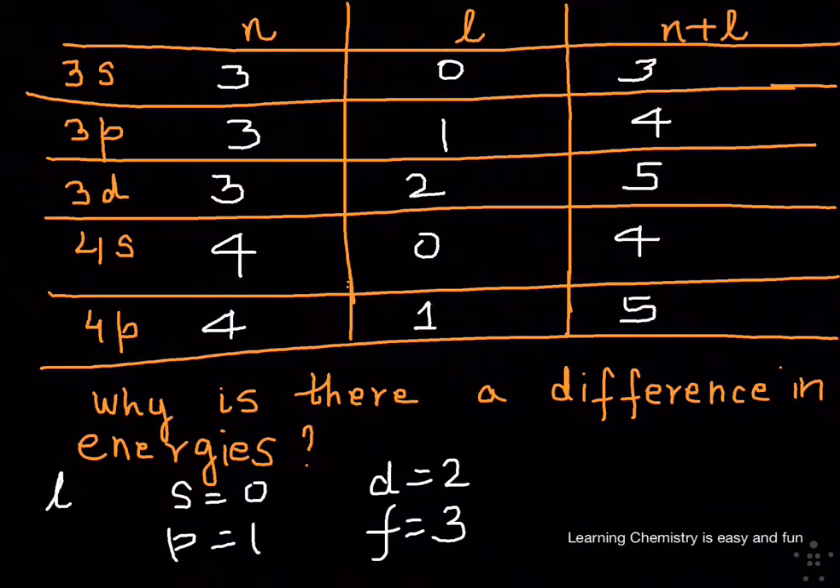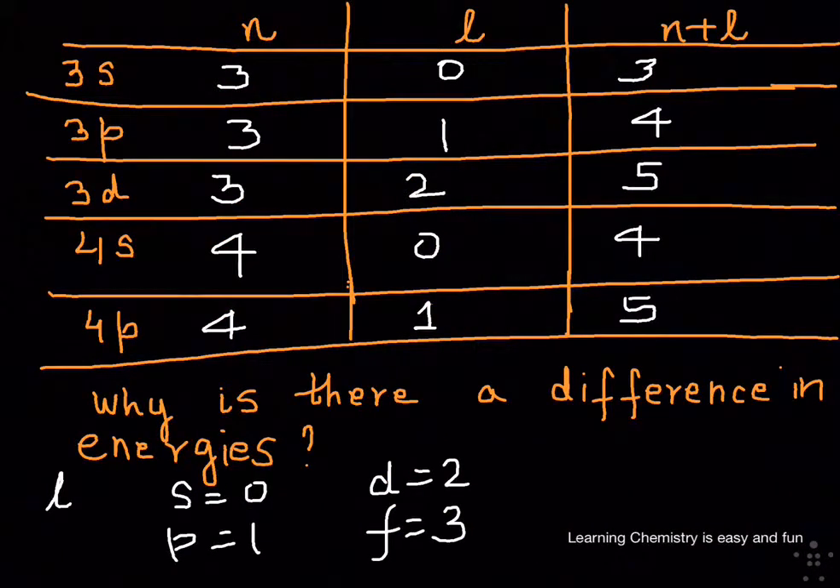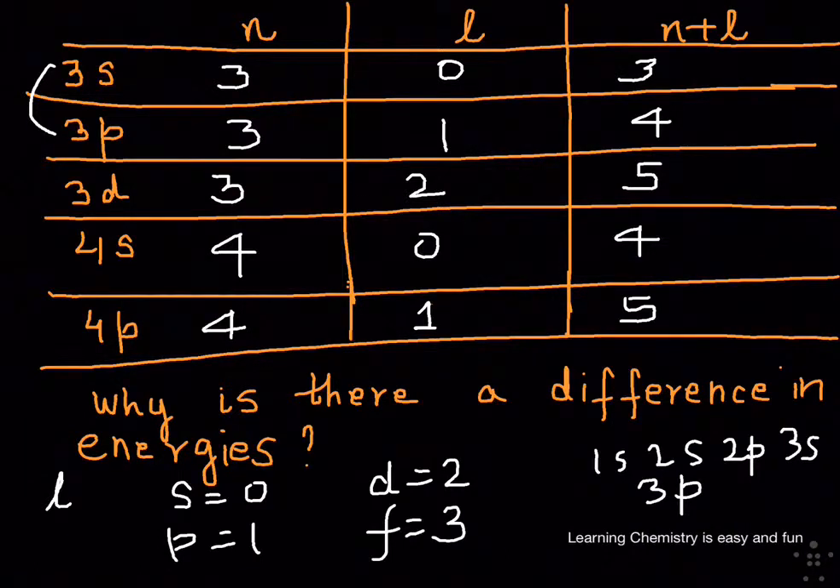So comparing 2p and 3s, what comes higher? Yes, 3s is higher. Now compare 3s and 3p. It is 3p which has higher energy. So till now we have got 1s, 2s, 2p, 3s, 3p. Now let us compare 3p and 3d. n is 3, L is 2, n plus L is 5. Yes, so 3d has higher energy.